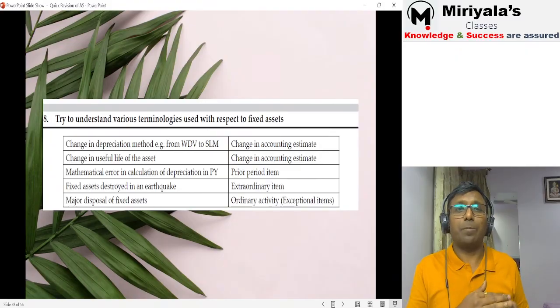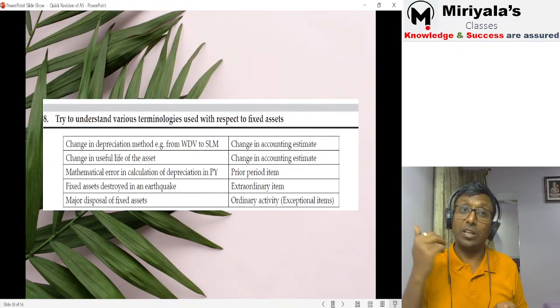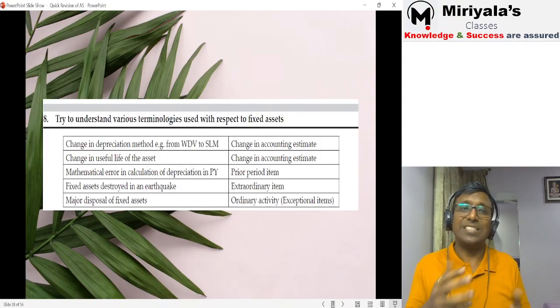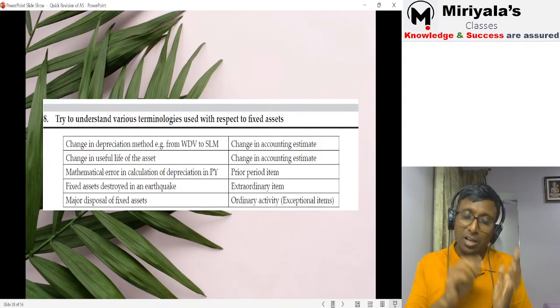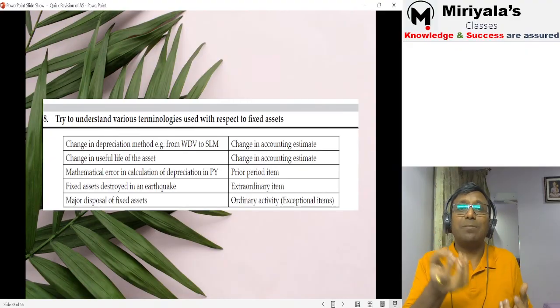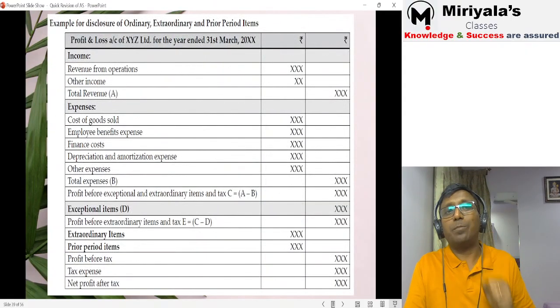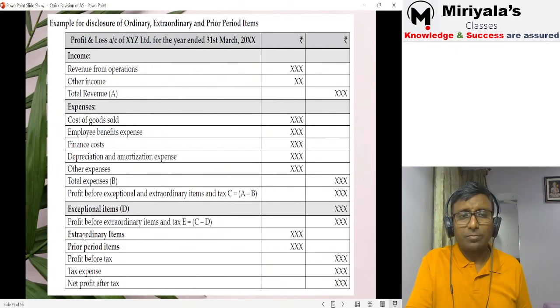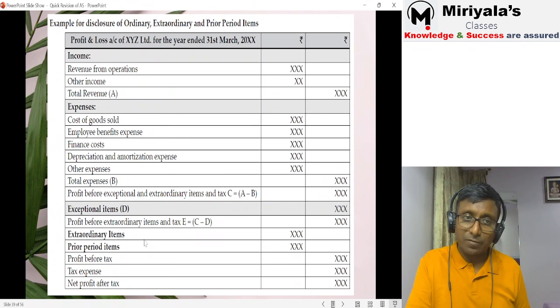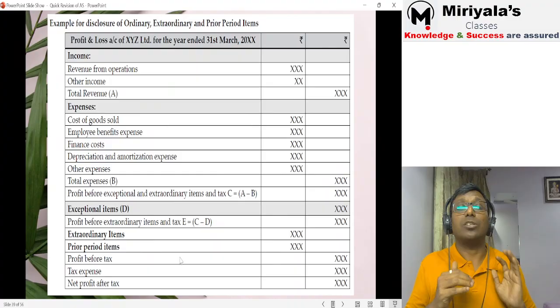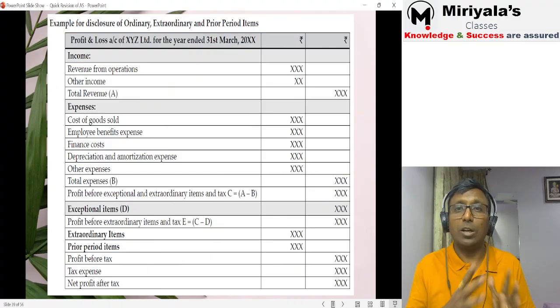Mathematical error, yes, prior period error. Fixed assets destroyed in the earthquake: the earthquake is not because of myself, so that is an extraordinary item. Major disposal of fixed asset is an ordinary item, but if the impact, based on size, nature and incidence, is so big, then it is going to be considered an exceptional item. This is the way of presentation. If you observe carefully, profit before exceptional and extraordinary items is given, then the extraordinary item will be reduced, the exceptional item will be reduced, the prior period item will be presented, then it will be tax expenditure, and net profit after tax is going to come like this. Okay.